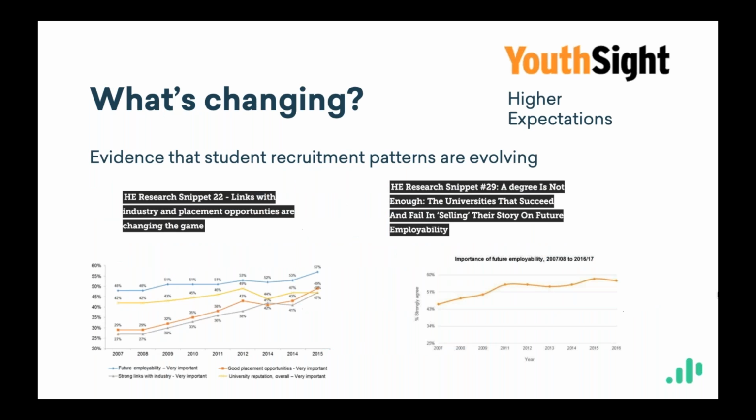But things are changing. So there has been some research showing that there is a growing importance of employability outcomes in students' minds when they're looking at where they choose to study.